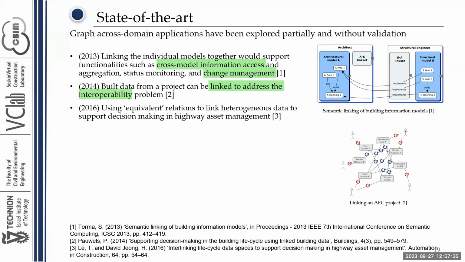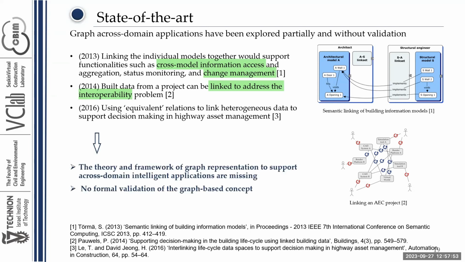Later, researchers use equivalent-to relationships to link heterogeneous data to support decision-making in highway asset management. But this is only limited to the maintenance stage. Generally, we found that the theory and the framework of graph representation to support cross-domain intelligent applications are still missing, and there is no formal validation of the graph-based concept.